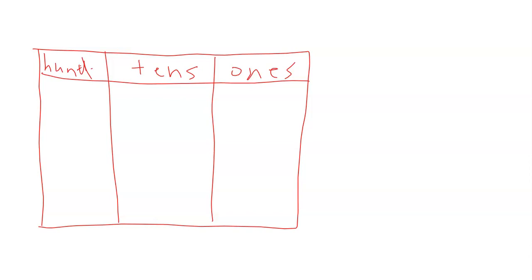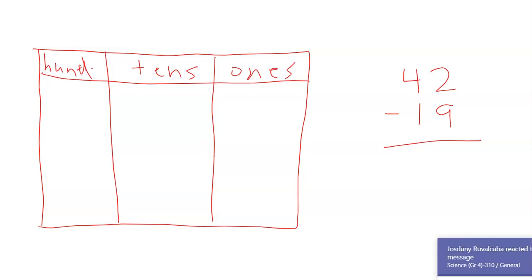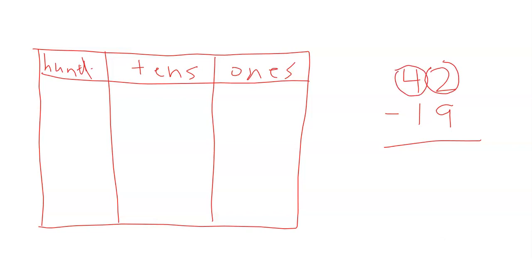Okay. So let's look at a problem. All right. So I'm going to put a problem here on the right. And the problem is going to be 42 minus 19. Okay. So what we're going to do first is we're going to build the number 42 on our place value chart. All right. So we know that 42 has two ones and four tens. All right, so we can see the two ones right here and the four tens right here. Okay, so let's build that over here.